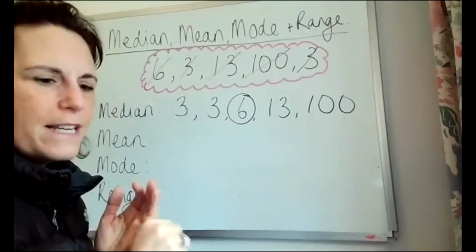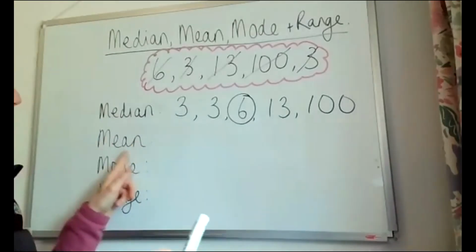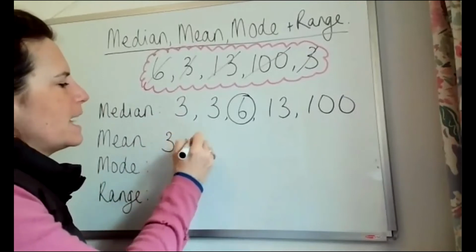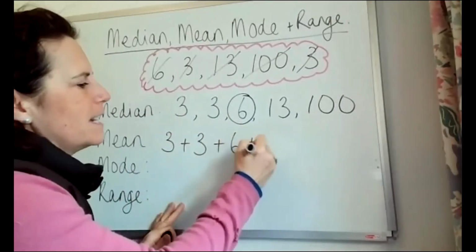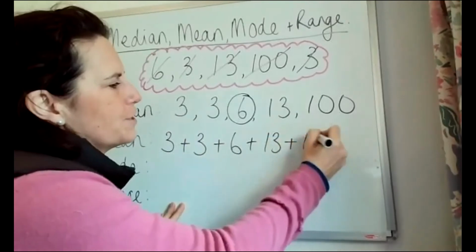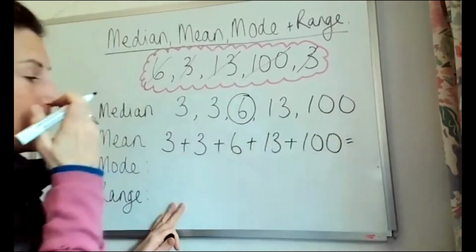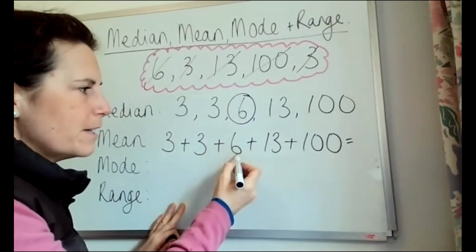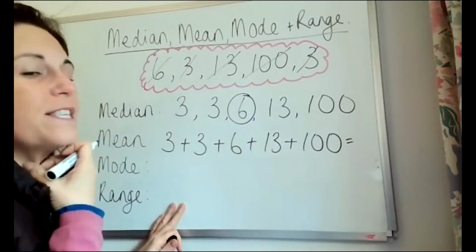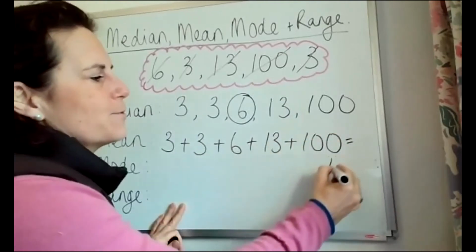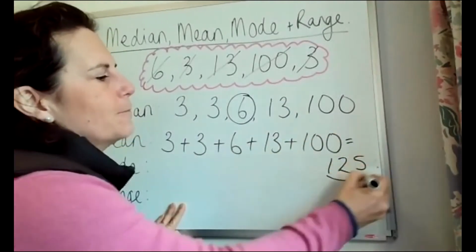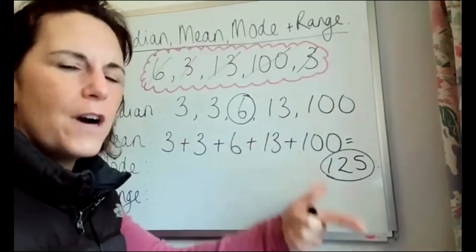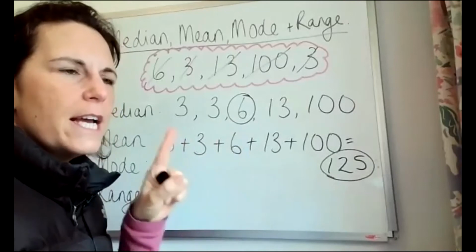You add, then divide for the mean. So for the mean, you add, then divide, which means that we have to add up all these numbers: 3, add 3, add 6, add 13, add 100. Okay, so 3 add 3 is 6, add 6 is 12, add 13 is 25, add 100, that equals 125. Now, that's the adding bit. We have to add and then divide. Now that divide changes each time.